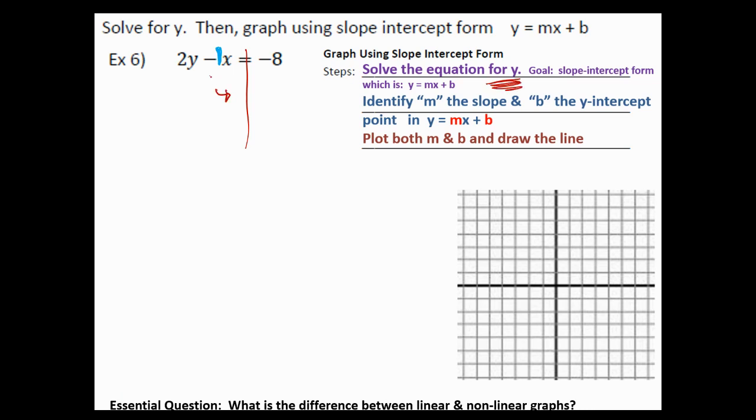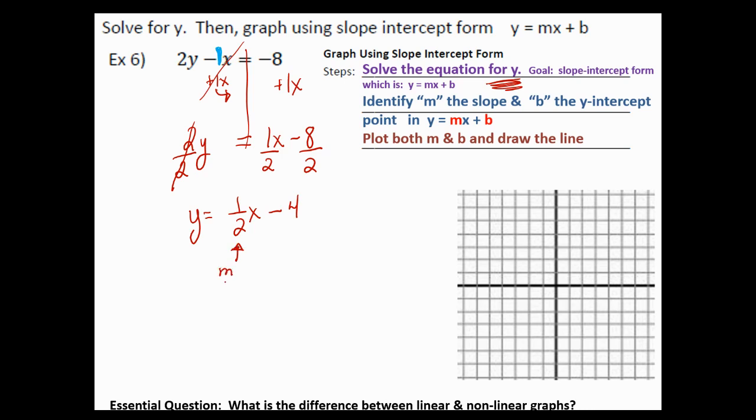So we have to move over the x item, so it'd be plus 1x to both sides. This cancels. 2y is equal to, you write the x item first, 1x, and then that's a negative 8. Divide each item by 2. So your y would be equal to 1/2 x, and 8 divided by 2 is a negative 4. So remember, this is how you move. Your slope is how you move. Your b is where you begin.